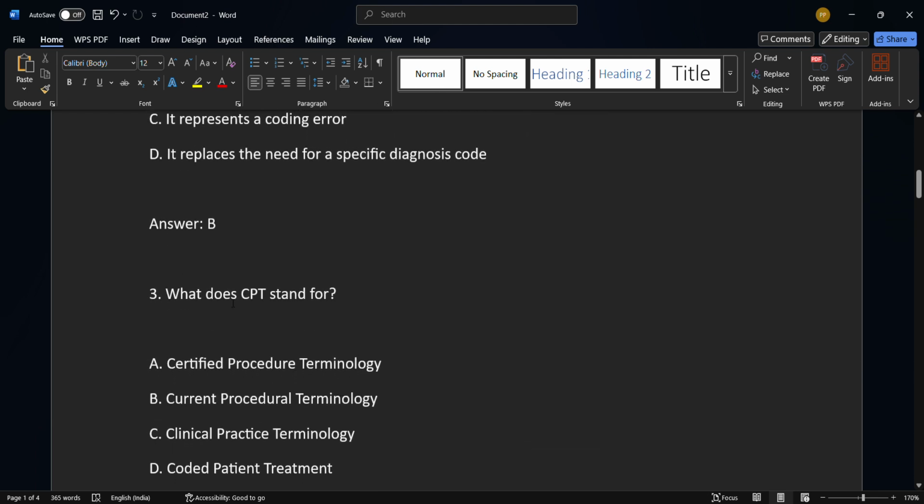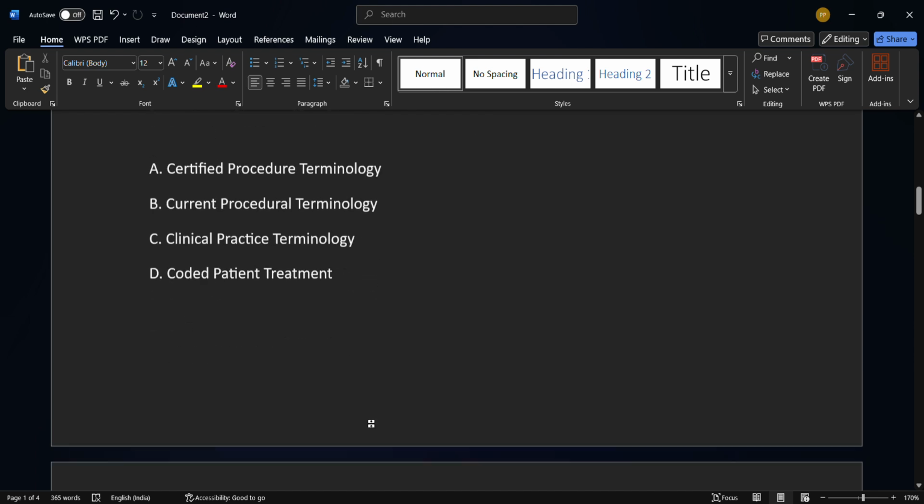Third question: what does CPT stand for? What is the full form of CPT? Option A, certified procedure terminology. Option B, current procedural terminology. Option C, clinical practice terminology. And option D, coded patient treatment. The right answer is current procedural terminology, option B.